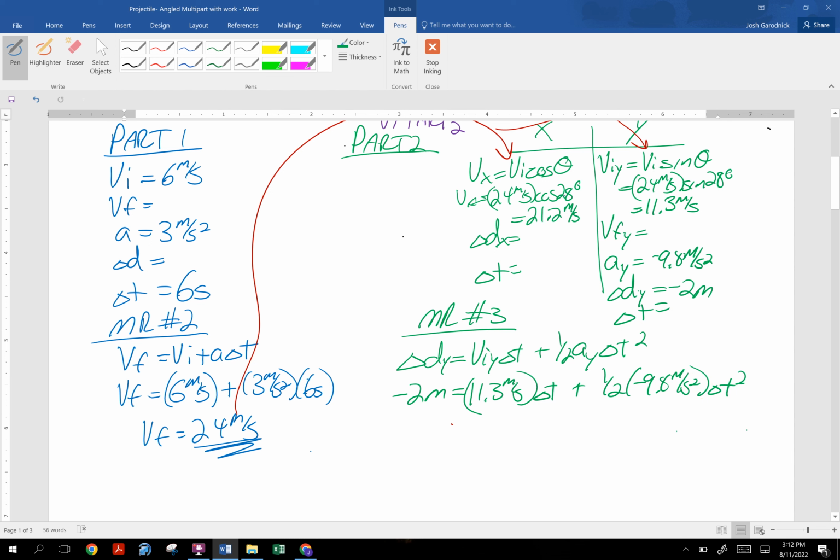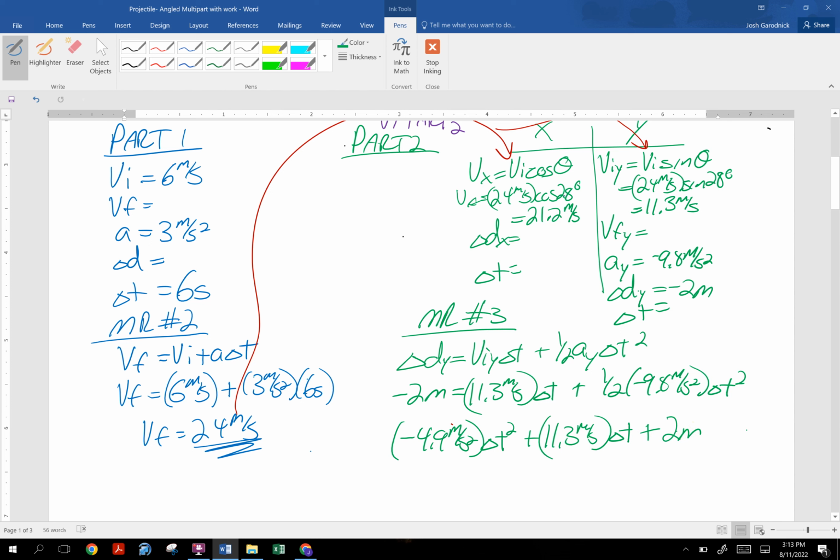Clearly, we got a quadratic going on here. I'm going to rewrite it so you can see it. Negative 4.9 meters per second squared delta t squared. There's your a term plus 11.3 meters per second times time. Don't let the units bother you. They're just numbers. Ax squared plus bx plus c, which happens to be 2 meters.